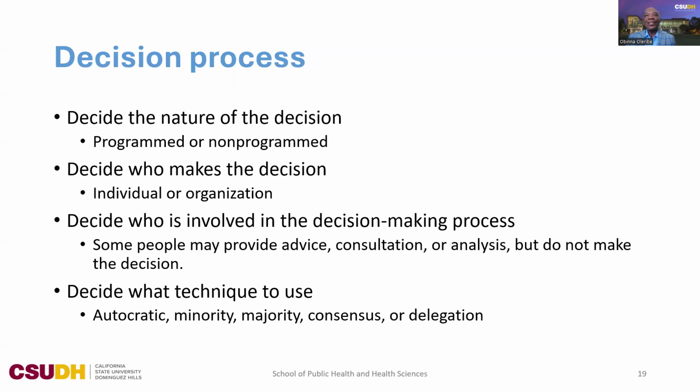Four main factors. You must determine the nature of the decision. Is it programmed or non-programmed? You must decide who makes decision, individual or organization. Then you must determine the process. Should it be authoritative, autocratic, or delegative? You must identify who will participate in that decision-making process, because some may only give advice, some you may need to consult, you may even need to analyze people's opinions before the final decisions.